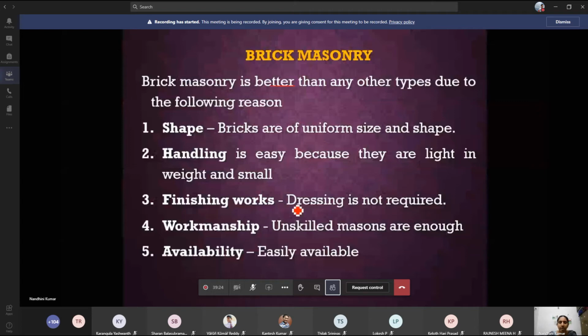Finishing works: it is not used for dressing. Remember, it is not used for dressing. Over the brickwork, we use extra materials like plastering, cement slurries and paintings to cover it. But brickwork is not used as a dressing. Unskilled masons are enough to handle it. Availability: it is very easily available in all states.